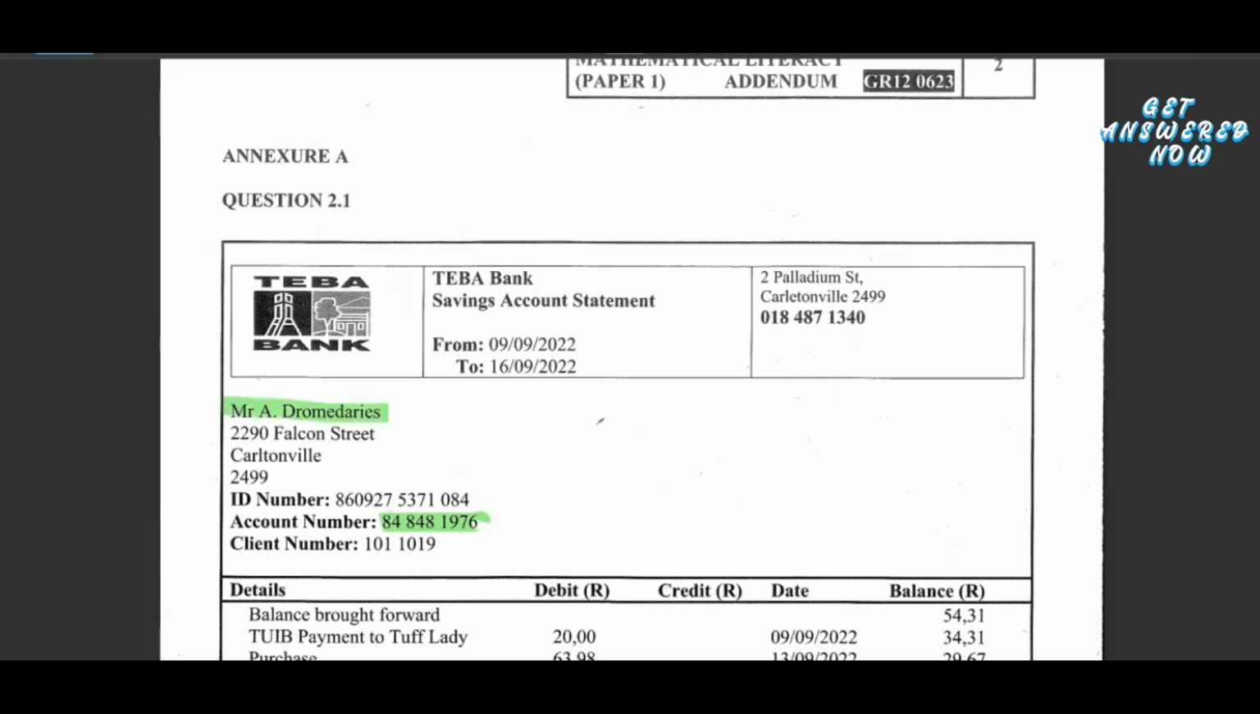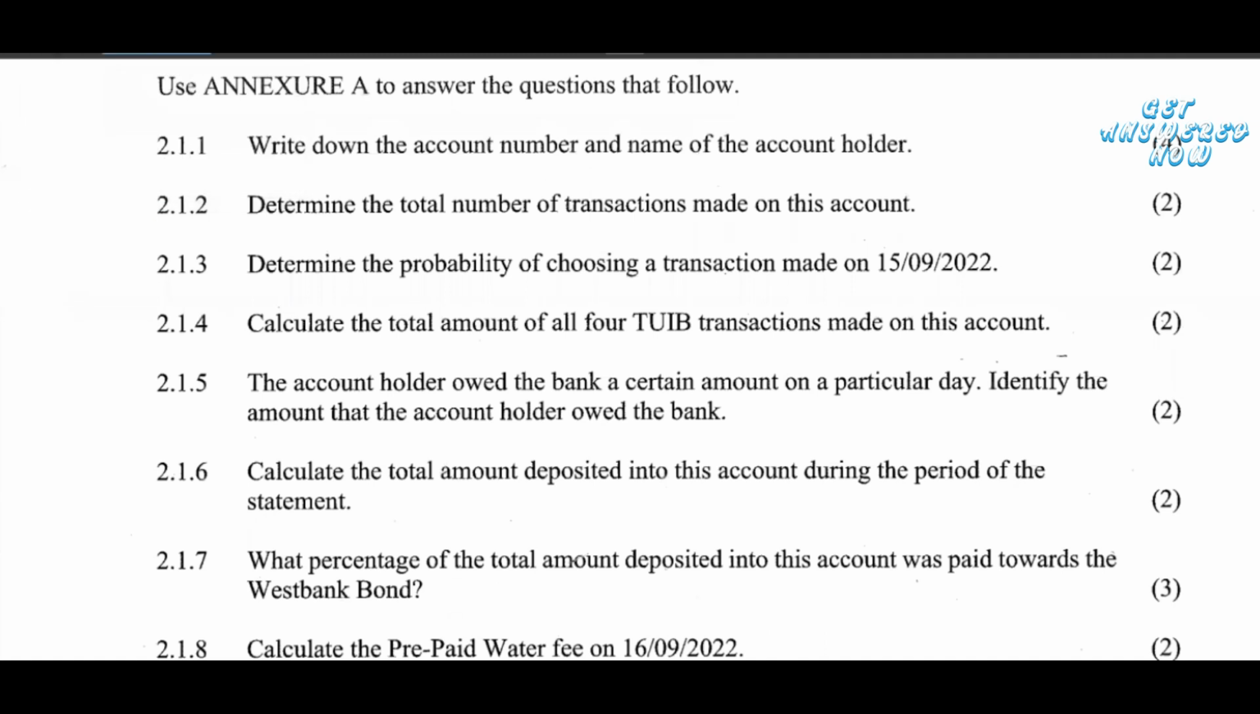So those are the two answers that we need. The account number is 8481976. Then the account name, you say it's Mr. A. Account name of the account holder, Mr. A.